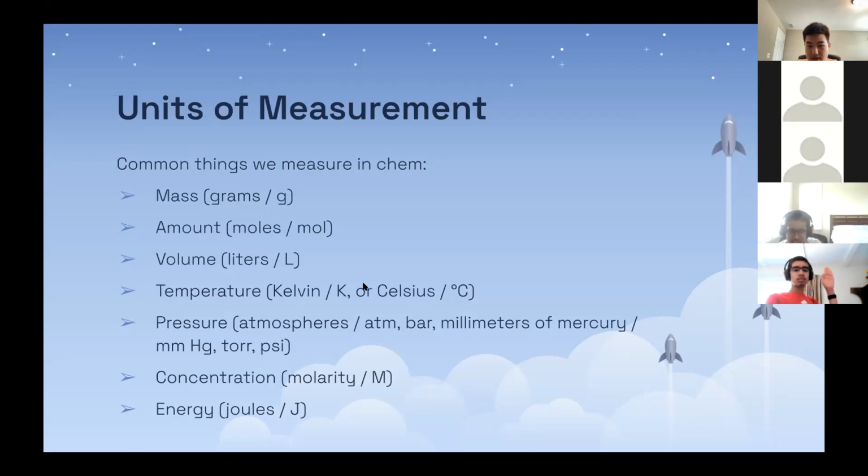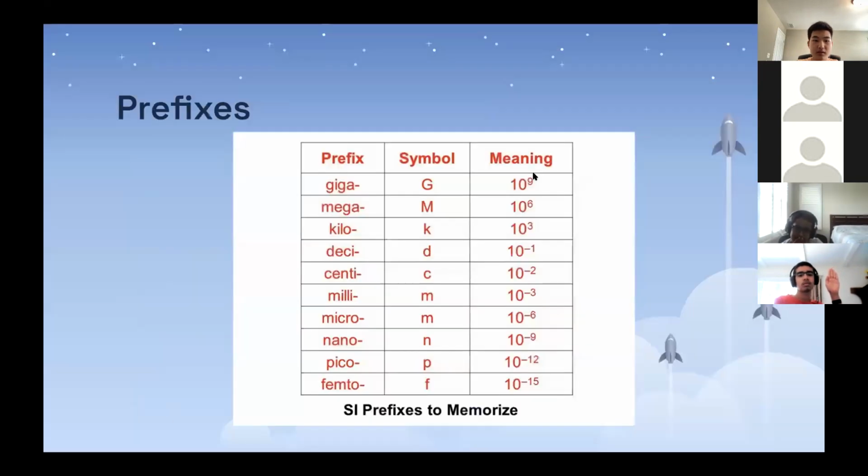Pressure, you'll see atm usually since we're in America, but the international people like to use bar. They're pretty similar measurements actually. They're only a little bit different. And then there are a couple smaller measurements like millimeters of mercury, which is what mmHg is. And then there's also torr, which is, once again, basically equal to mmHg. And concentration and energy and voltage and stuff, we don't really have to worry about until later.